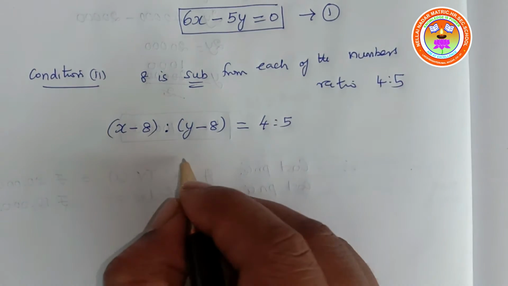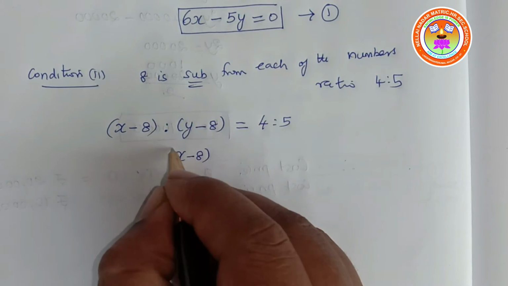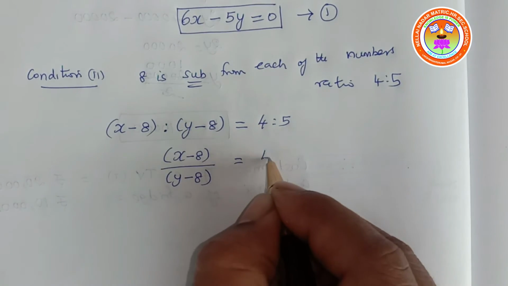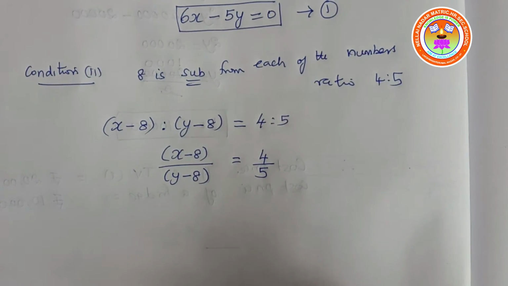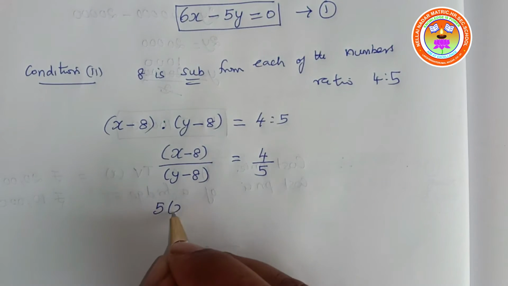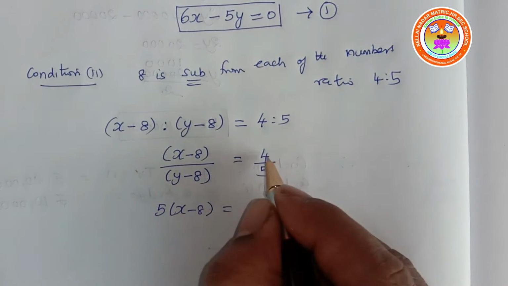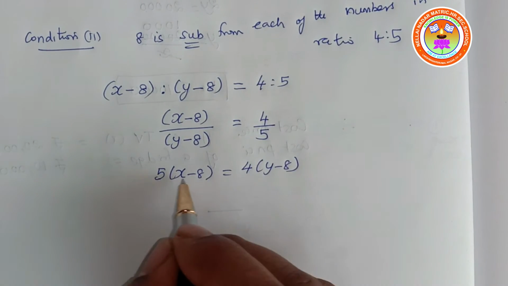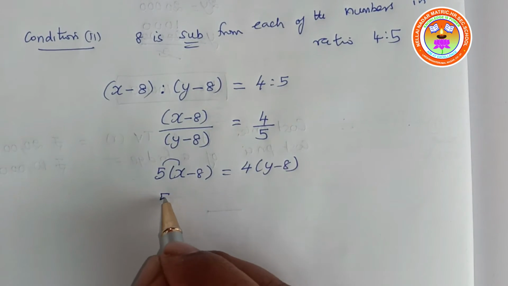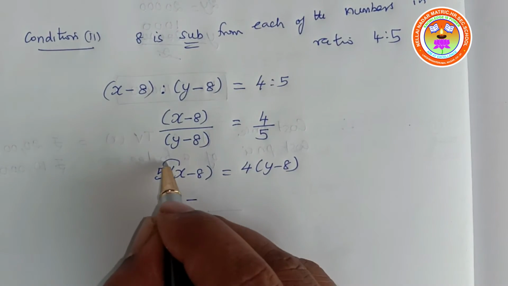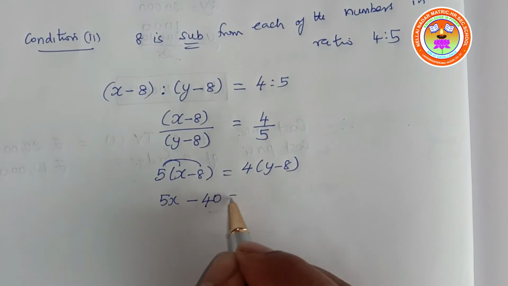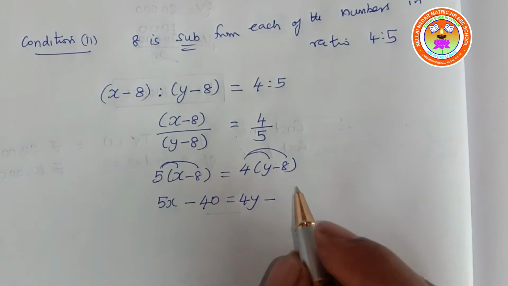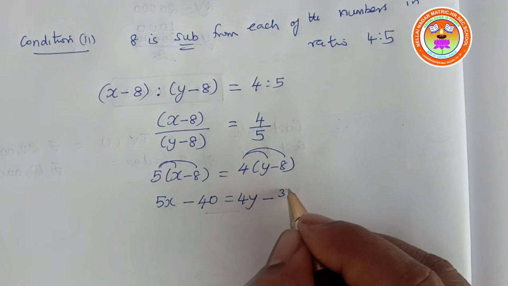Now you can write (x minus 8) divided by (y minus 8) equal to 4/5. So you cross multiply: 5 into (x minus 8) is equal to 4 into (y minus 8). Now simplify, children. 5 into x, 5x. Plus into minus, minus; 5 8s are 40. Equal to 4 into y, 4y. Plus into minus, minus; 4 8s are 32.